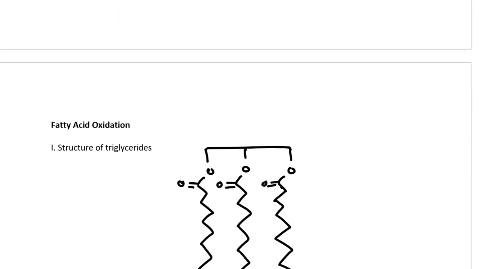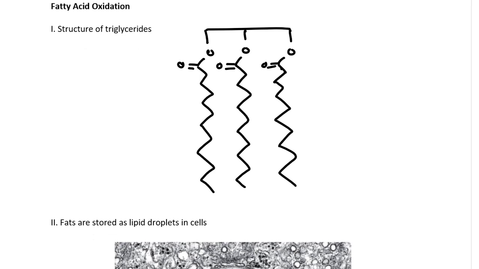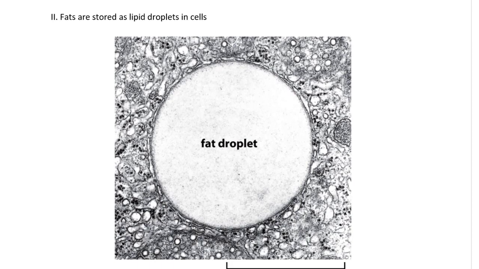Okay, so that's fermentation. So fatty acid oxidation, structure of triglycerides. I've drawn out the structure of a triglyceride right here, a triglyceride molecule. And triglycerides are hydrophobic. Even though there's a carbon double bonded to an oxygen, this is still a very hydrophobic molecule. Now, in cells, triglycerides are kept in these organelles called fat droplets.